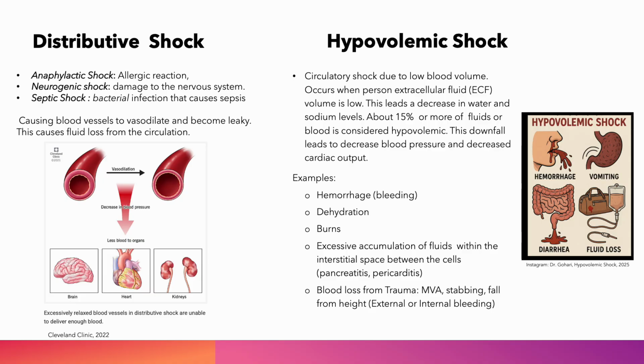Some examples of it are hemorrhaging, which we talked about previously in the last lab, dehydration, burns, excessive accumulation of fluids within the interstitial space between the cells, and blood loss from trauma, such as a motor vehicle accident, stabbing, or a fall from a big height. This can lead to internal or external bleeding.